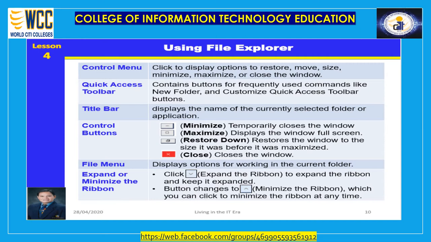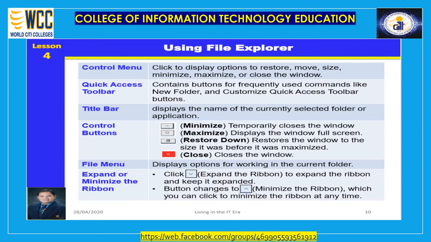A while ago, I mentioned the control menu, located at the top. Click it to display options to restore, move, size, minimize, maximize, or close the window. How about the quick access toolbar? It contains buttons for frequently used commands. By default, it displays the properties, new folder, and customize quick access toolbar buttons. However, you can add the undo, redo, delete, and rename commands to the toolbar. And you can also specify to show the toolbar below the ribbon.